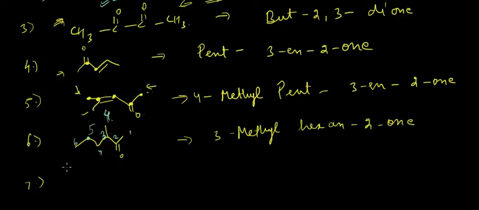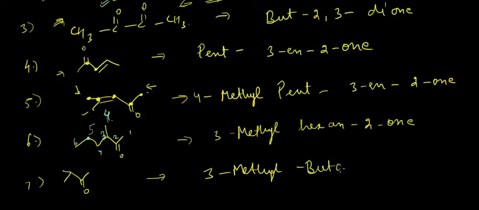Let's see this. What would be the name of this compound? The name of this compound would be 3-methylbutan-2-one. Okay, let me correct my handwriting. 3-methylbutan-2-one.